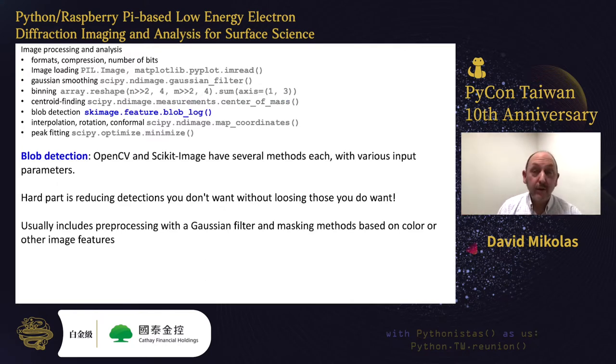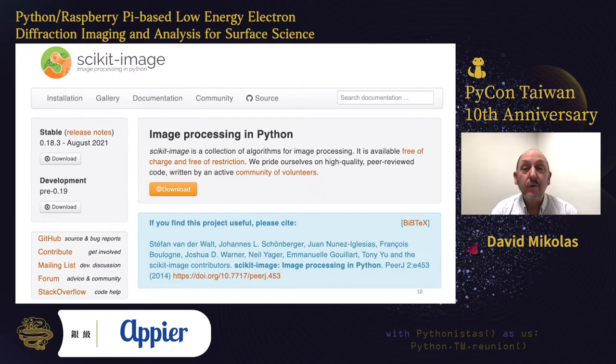The other way to find a spot and also to calculate its position is something called blob detection. And both OpenCV and scikit-image each have several different blob detection algorithms available in these libraries. The hard part is to reduce the number of false positives without losing any of the blobs that you need, the ones that you're actually looking for. To do that, it usually involves doing some Gaussian blurring so that you lose the very fine spatial frequencies and you just get blobs about the right size, and also masking off areas based on color or other aspects of the image so you don't get too many false positives.